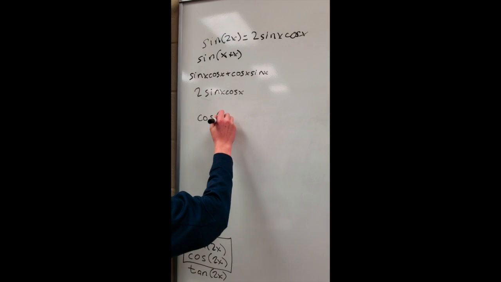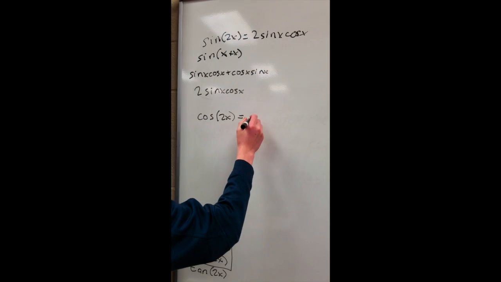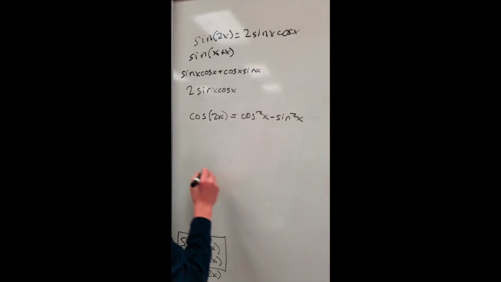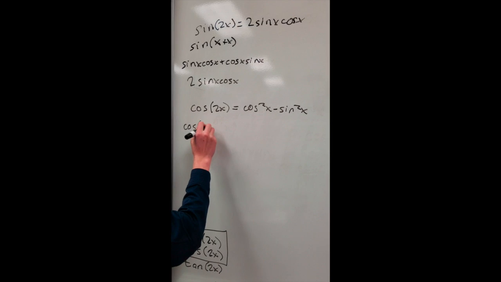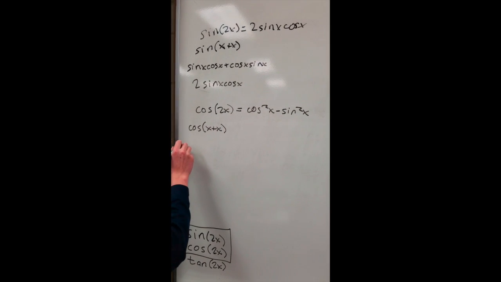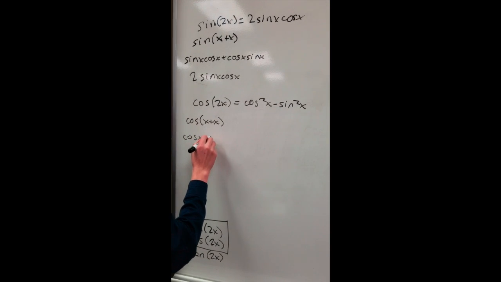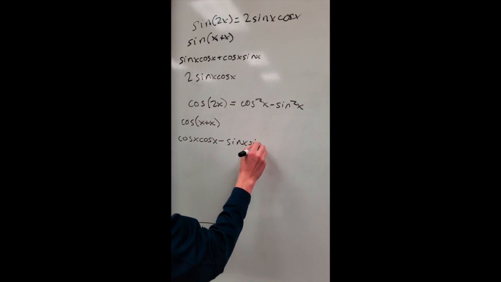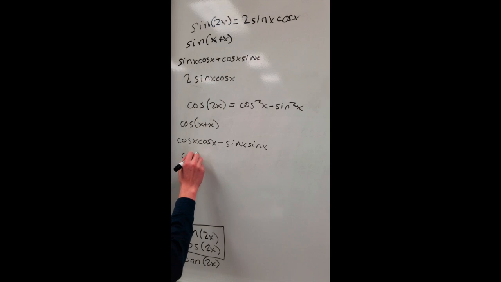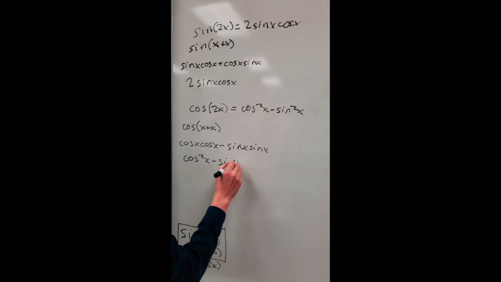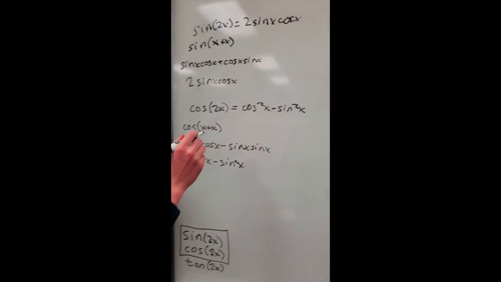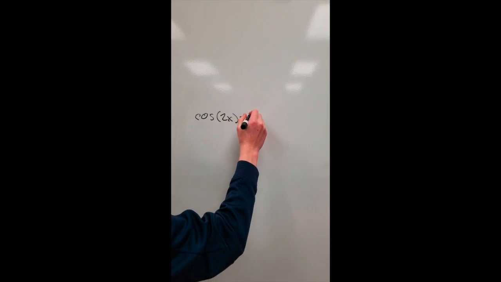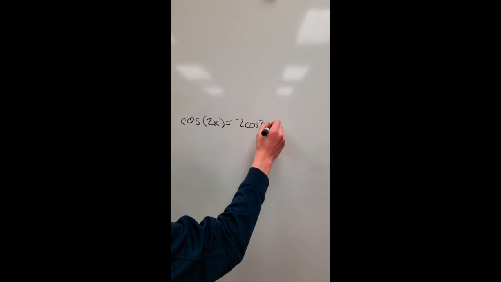We can move on to cos. Cos has 3 possible identities, and this is just the first one. It's equal to cos squared x minus sine squared x. Again, we can split this up: cos(x + x), there's our compound angle identity. So cos x cos x, minus sine x sine x. And these are the same thing, so we can combine them: cos squared x minus sine squared x.